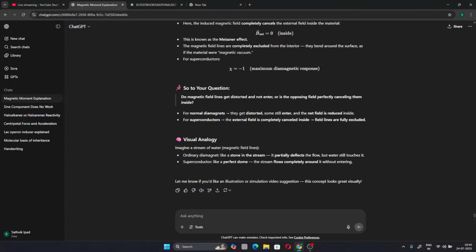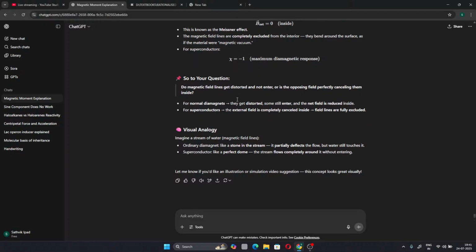Okay, I wonder how that happens for superconductors, but I think it would be too complex for our level, but I just want to know, so let's ask.